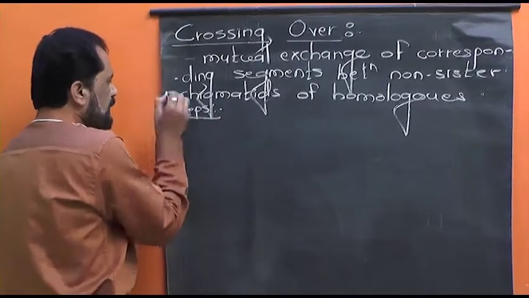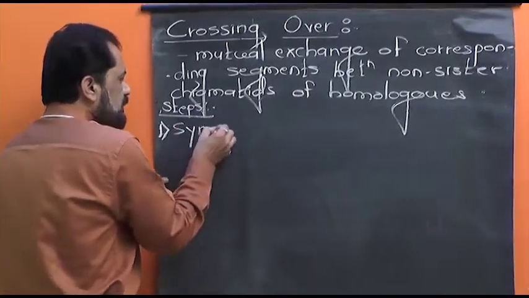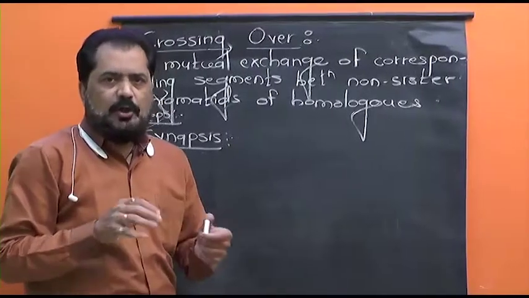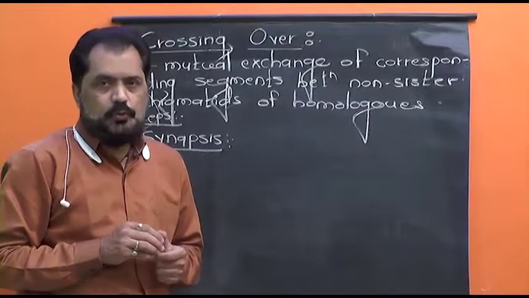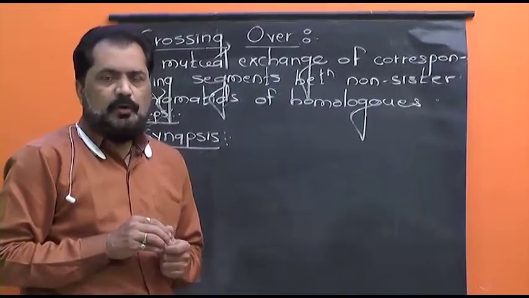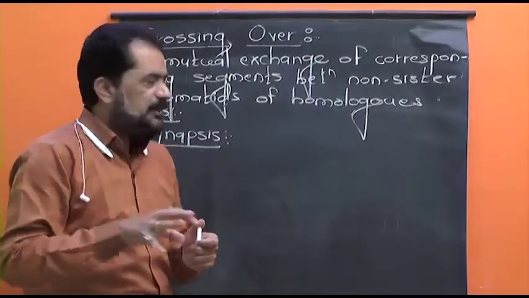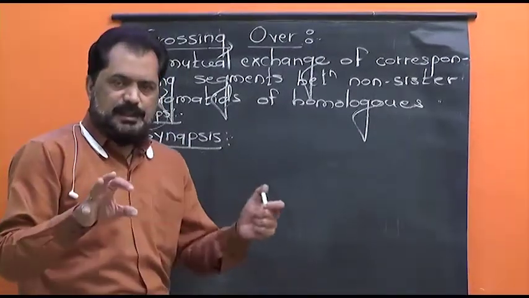First step, synapsis. The pairing of homologous chromosomes along their length is simply known as synapsis.